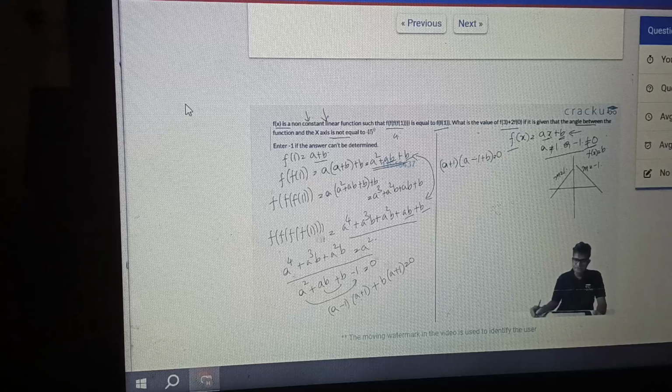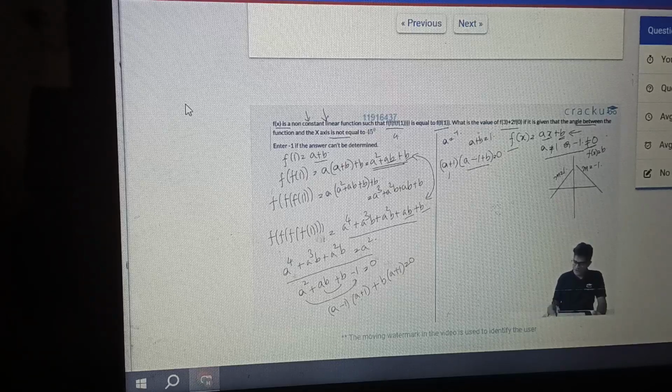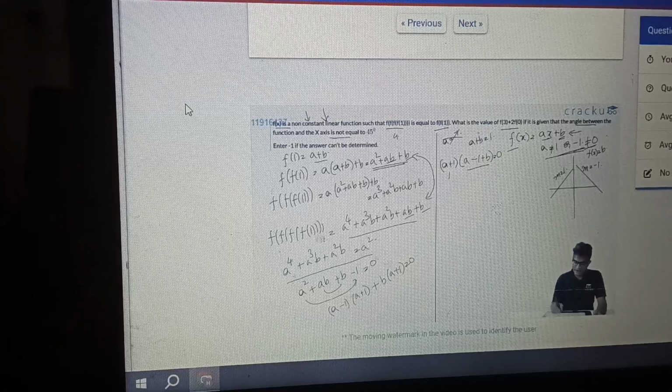So either a plus 1 is equal to 0 and the value of a is equal to minus 1, or a plus b minus 1 is equal to 0, and this would imply that a plus b is equal to 1. But we know that a cannot equal minus 1. So the first case is not correct. So we can conclude that a plus b is equal to 1.